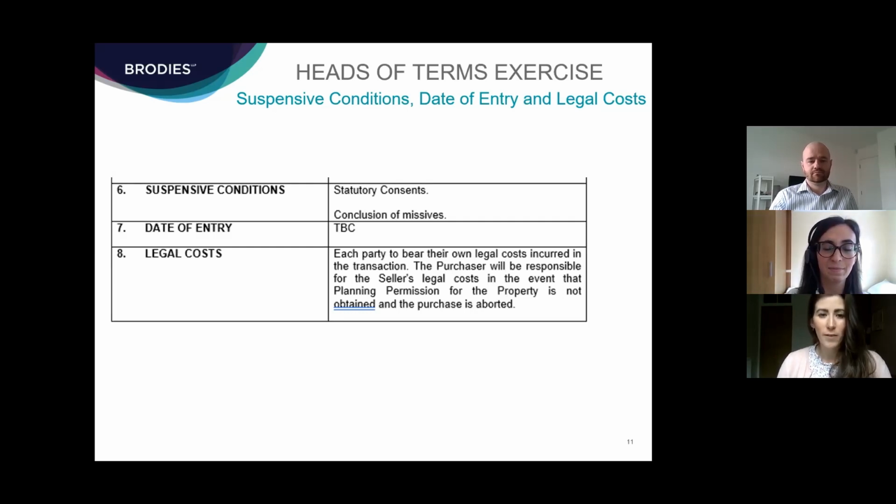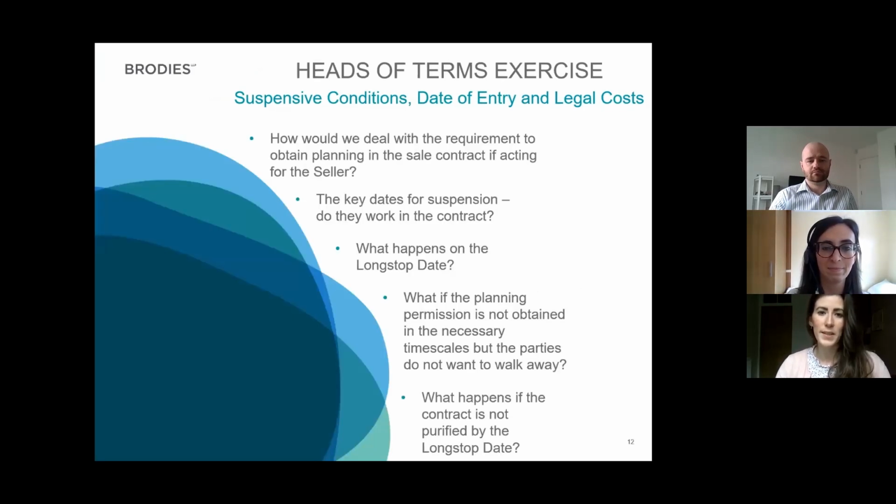So looking at the drafting here, statutory consent is quite vague, and it doesn't really give much away. We'll interpret this to mean applying for planning permission, which the purchaser is usually obliged to obtain. So moving on to the next slide. How would we deal with this in the sale contract if acting for the seller?